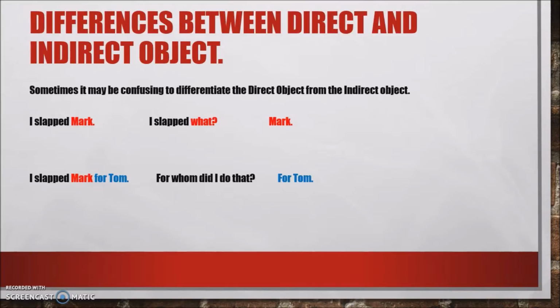A difference in this case: I slapped Mark for Tom. For whom did I do that? For Tom, not for Mark. For Tom is the indirect object.